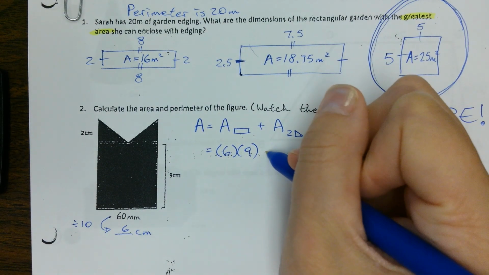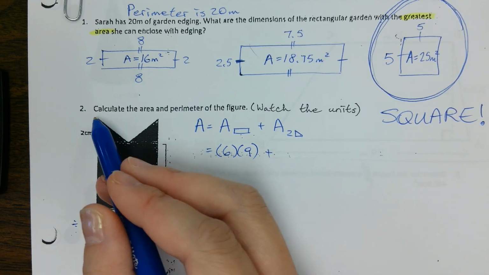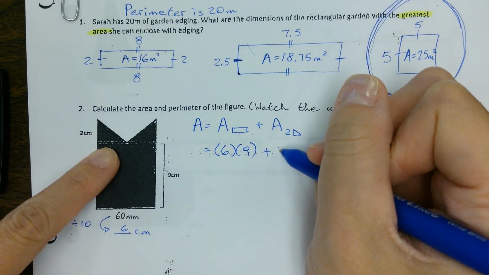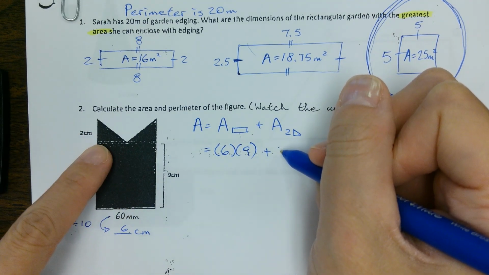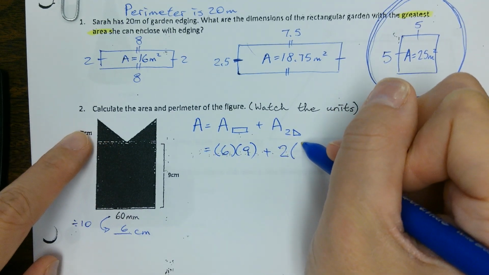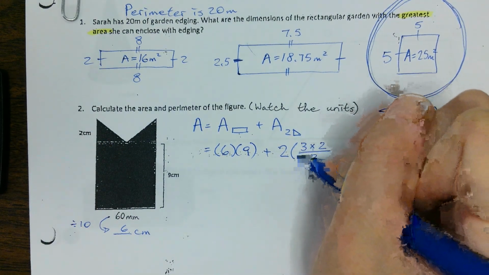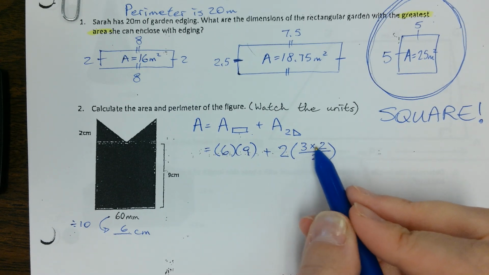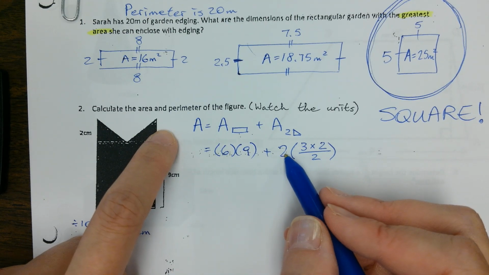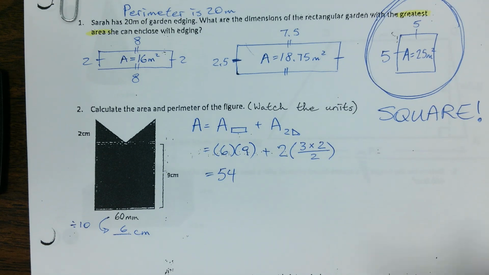So 6 times 9. This triangle right here, what's the base? What's the height? Yeah. So base is 3, height is 2. Base times height divided by 2. Don't forget the divide by 2 part. That's the area of one triangle. I have 2 triangles. That's why I times it by 2. 6 times 9, 54.